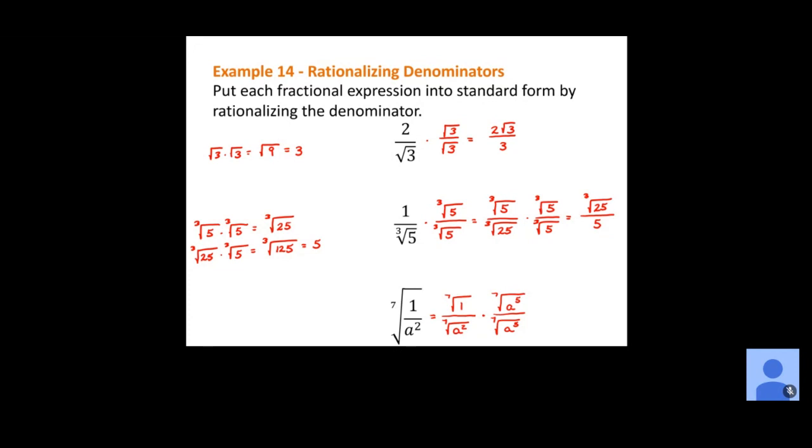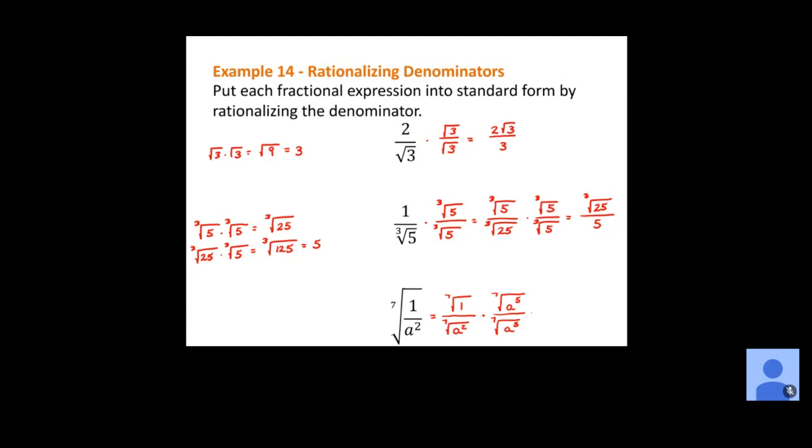Okay, so that's kind of a shortcut so that you're not just constantly multiplying by the seventh root of a squared until you get to something you can take the seventh root of. Just say, okay, I know I've already got a squared. I need 5 more a's in there to give me an a to the seventh, and then I can take the seventh root of that.